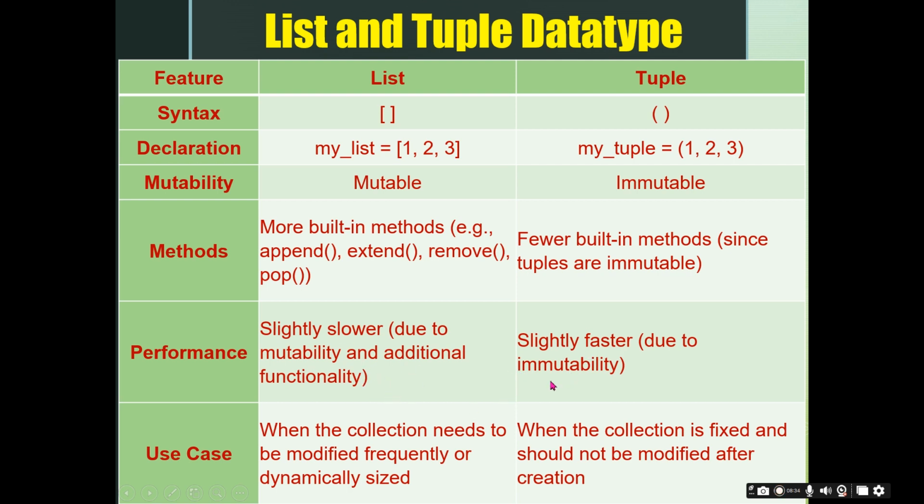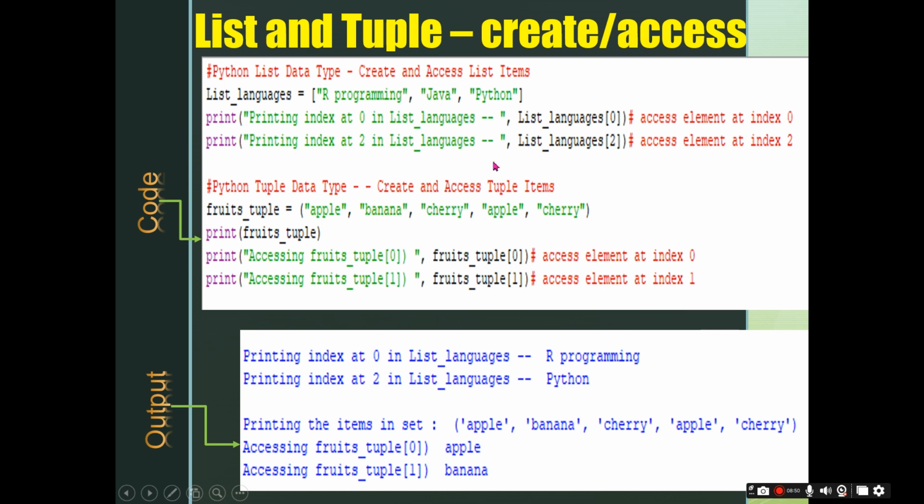Tuple is faster. So the use case where a list is used is when your data collection needs to be modified frequently or is dynamically sized. Whereas the tuple, when the data collection is fixed and you do not need more modification, you can use the tuple. So here is a program coding for list and tuple.